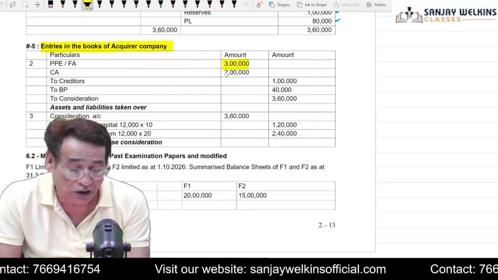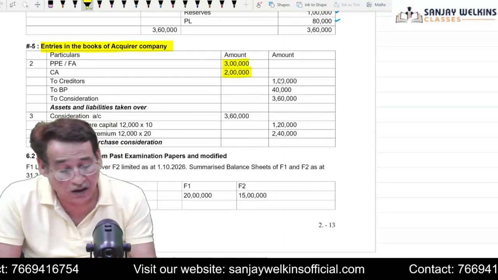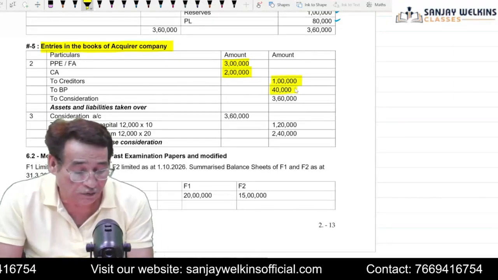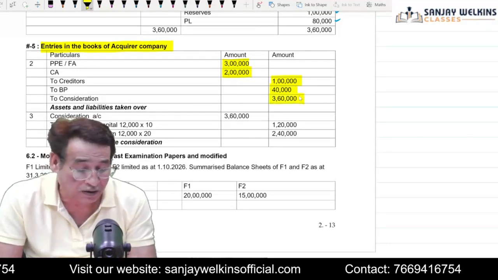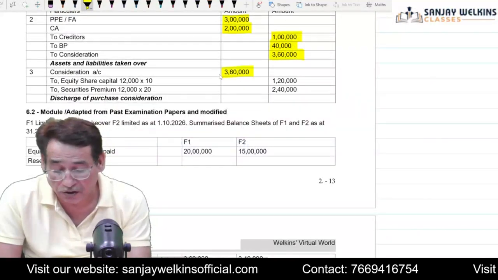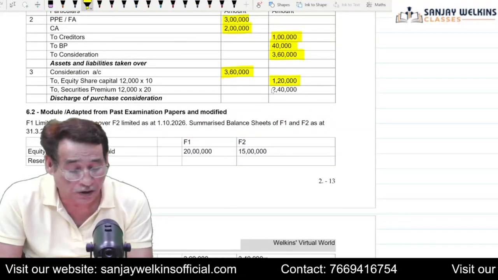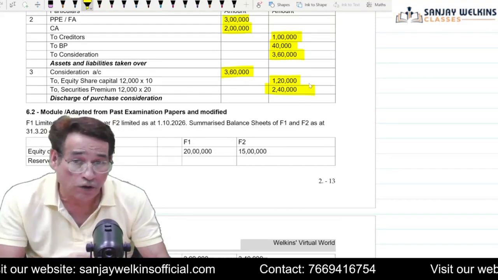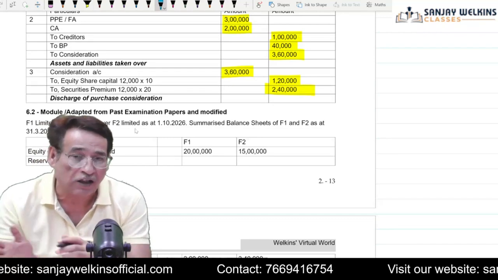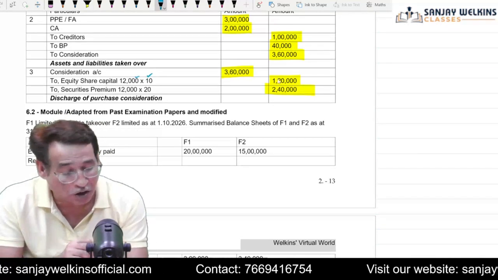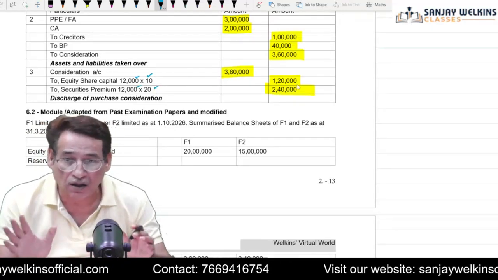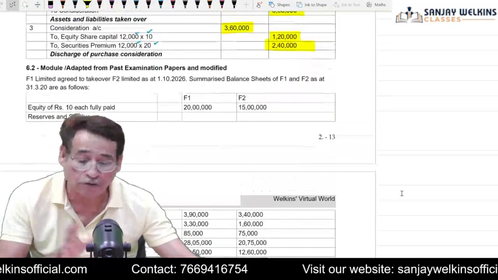So all the assets taken over, there are only 2 assets, and then there are 2 liabilities which we have taken over, then I'm going to write the consideration. And then I will make the entry for payment of purchase consideration: debit to equity share capital, to securities premium. How did we arrive at securities premium? Because we are issuing 12,000 shares of rupees 10 each at the rate of 30. So 12,000 into 10 is 1,20,000, and 12,000 into 20 will be equal to 2,40,000. Is it clear to you or not? So this is how we have to do the question.